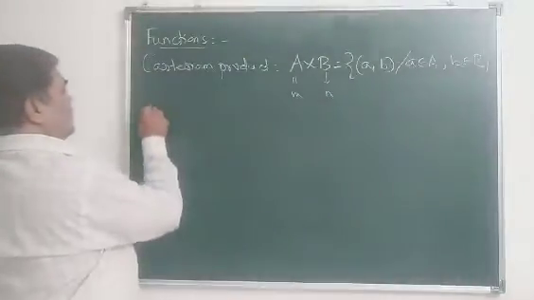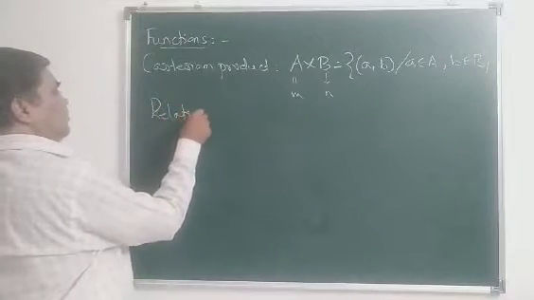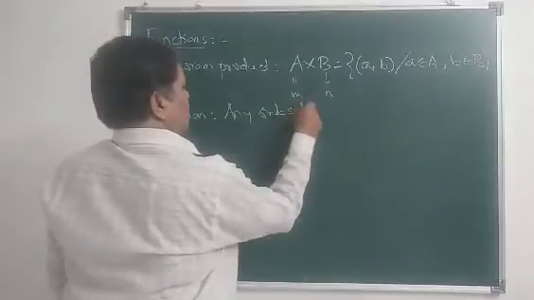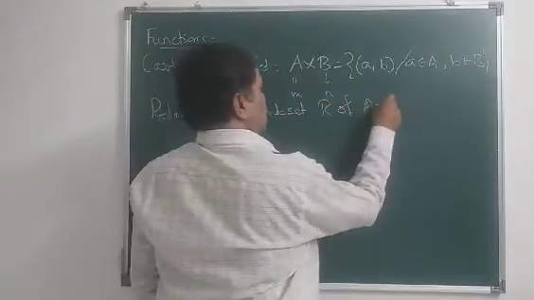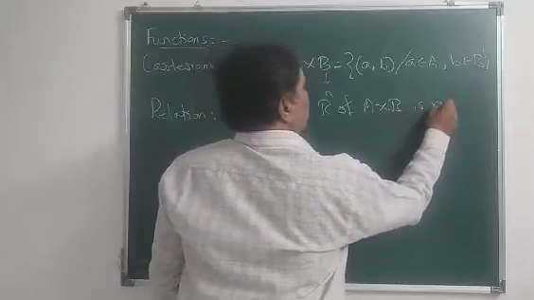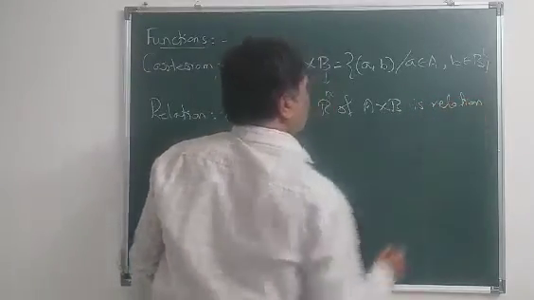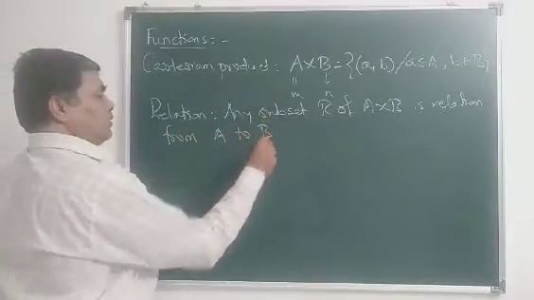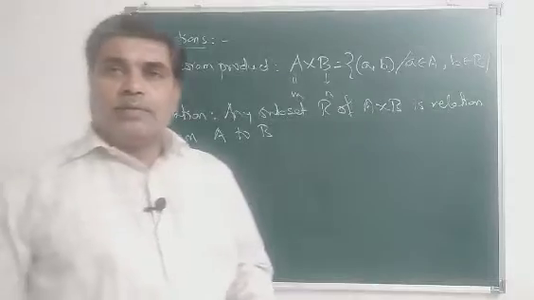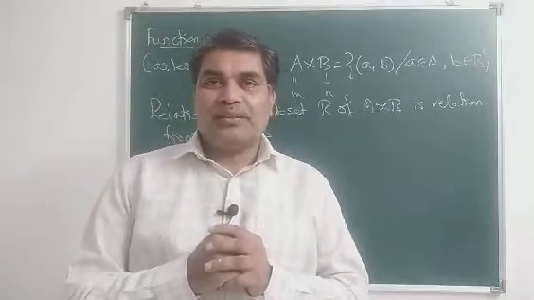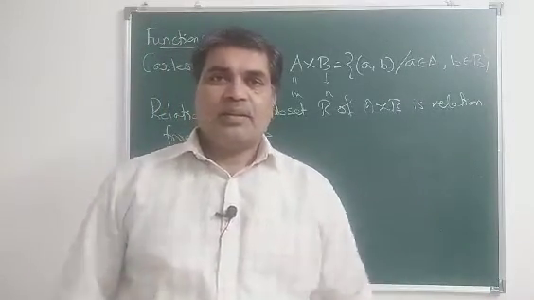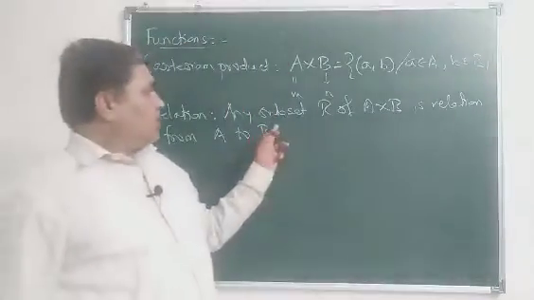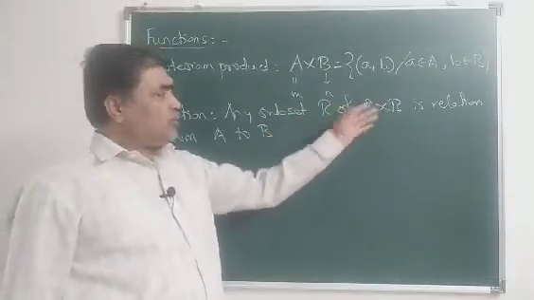A subset R of A cross B is a relation from A to B. It means the empty set is also one relation from A to B. The empty set is a subset of every set. So the whole A cross B is also a subset of A cross B.